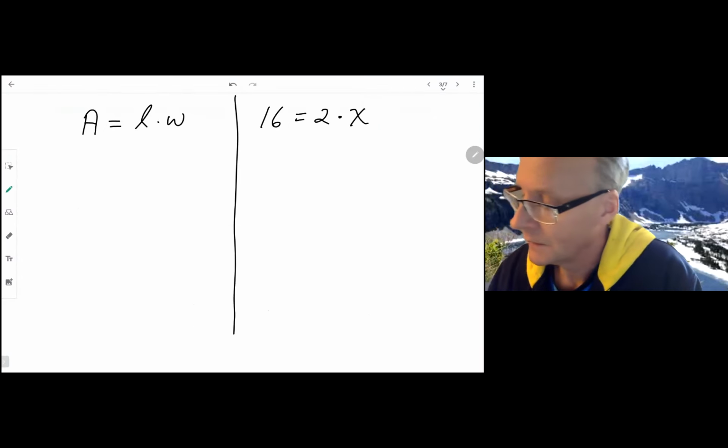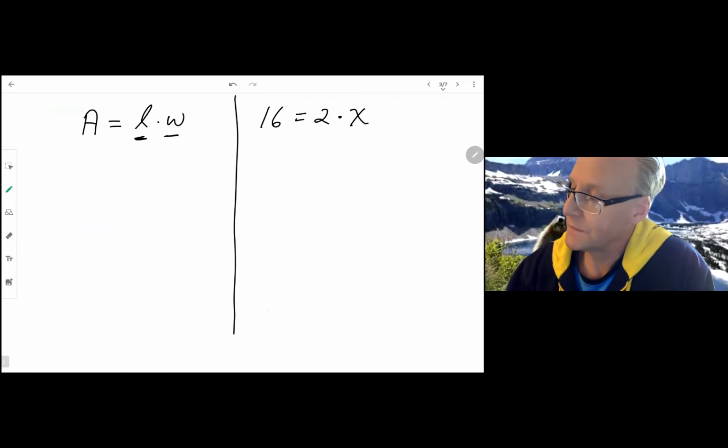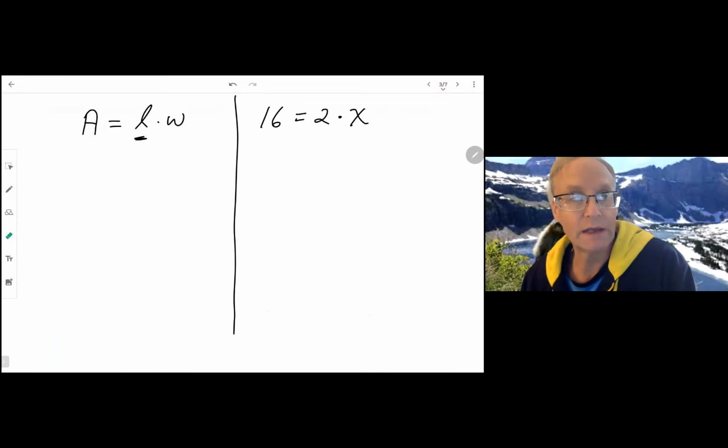There we go. If I underline the length, I'm going to solve for the length. If I underline the width, then I would solve for the width. In this particular case, since I solved for the width last time, I'm going to solve for the length.